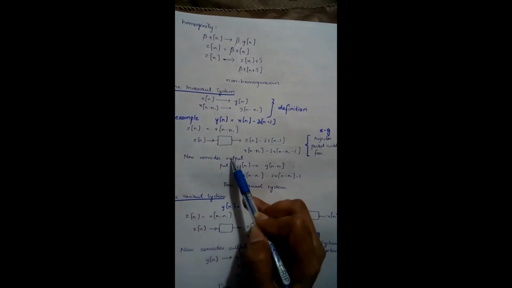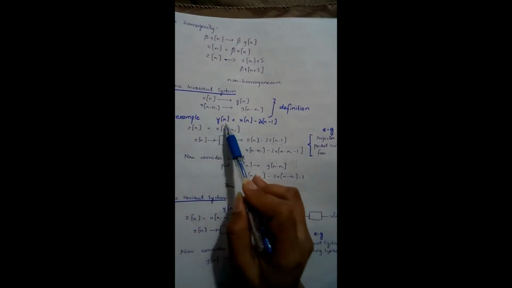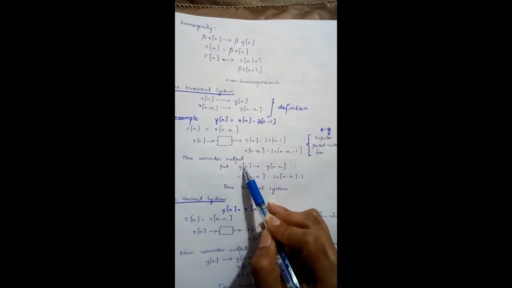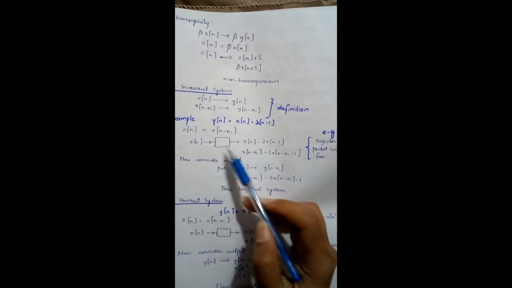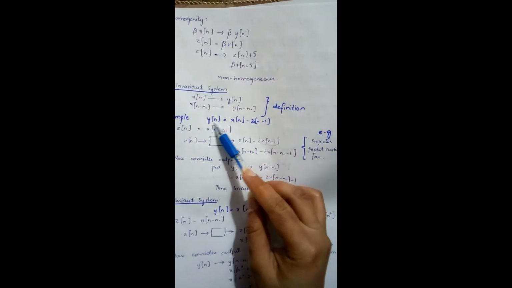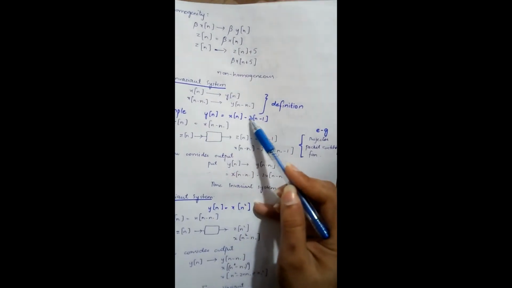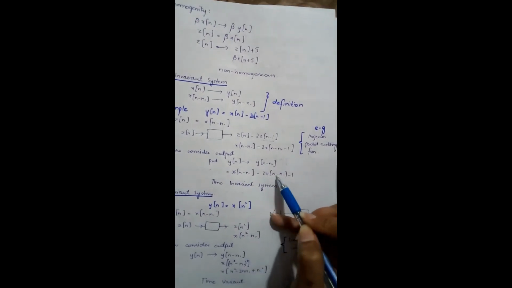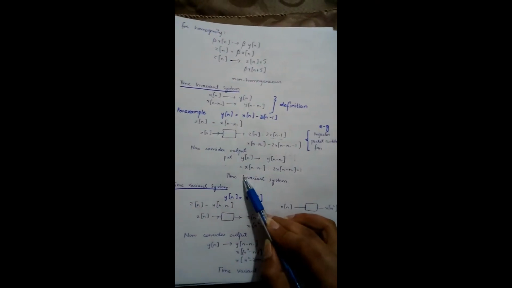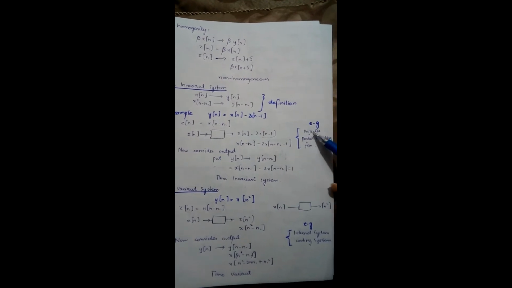Now consider the output variable. Output variable is y of n. So y of n goes to y of n minus n naught. So if we put n minus n naught over here, then the equation will change to x of n minus n naught minus 2 of x of n minus n naught minus 1. So this is the time invariant system. Examples from daily life of time invariant systems are the projector, packet switching, and the fan.